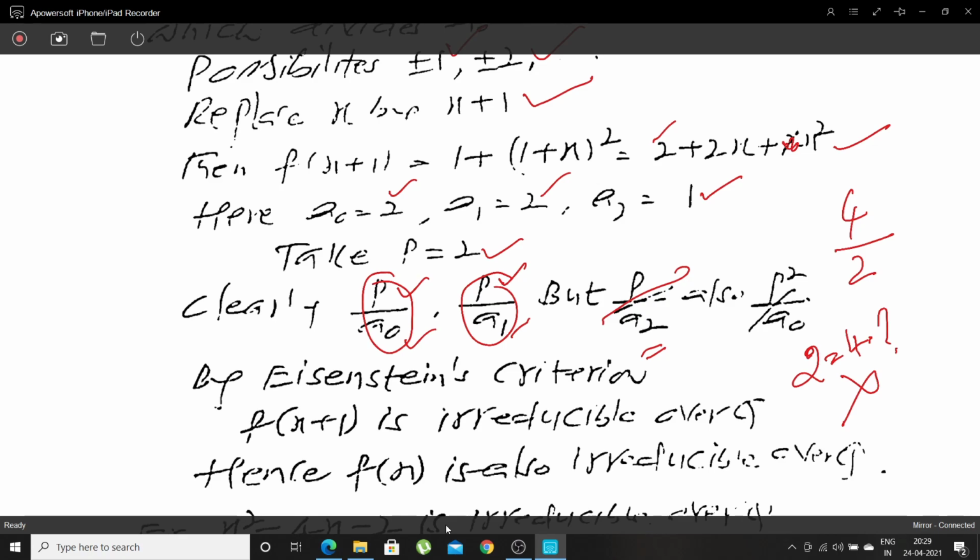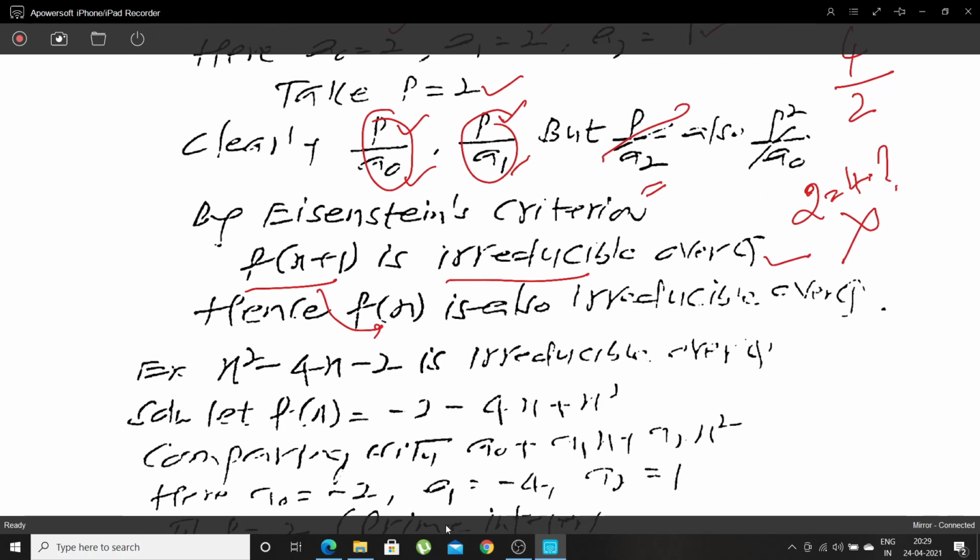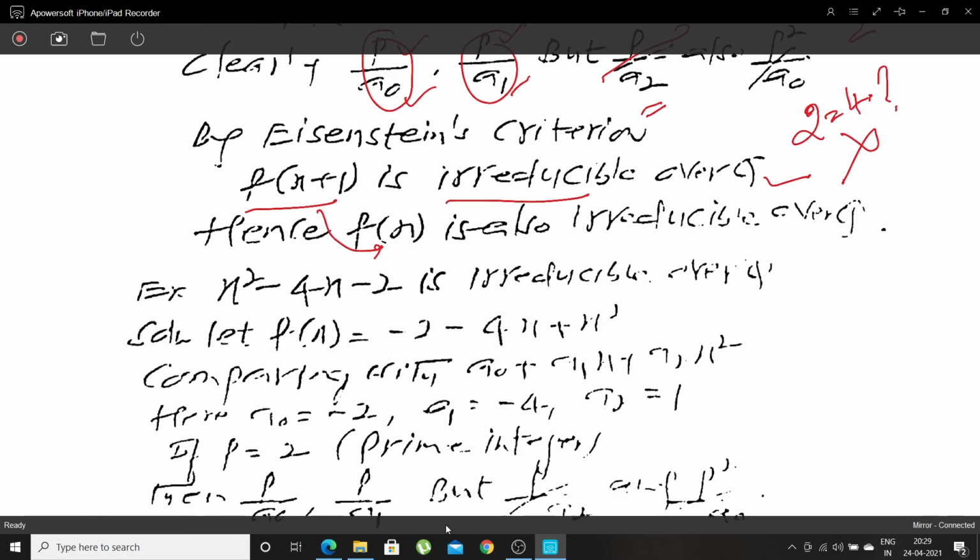The Eisenstein criterion statement holds good. That shows that f of x plus 1 is irreducible over the set of rational numbers. That means it also holds good for f of x. This completes the solution of the example. Similarly, we have to solve. Let me solve another example.